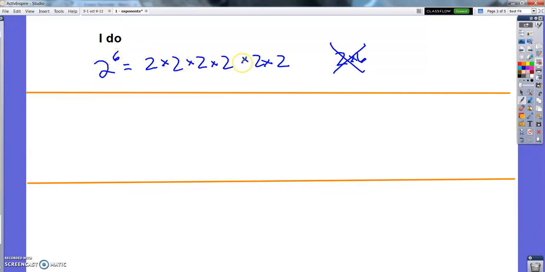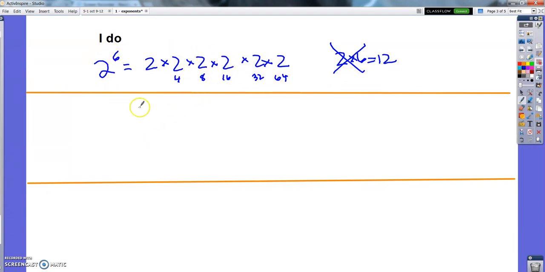But it doesn't work nearly that way, because 2 times 6 is 12, whereas 2 times 2 times 2 times 2 is what? 2 times 2 is 4, 4 times 2 is 8, 8 times 2 is 16, 16 times 2 is 32, 32 times 2 is 64. It's way more than 2 times 6. It's 64. So that's how they work.